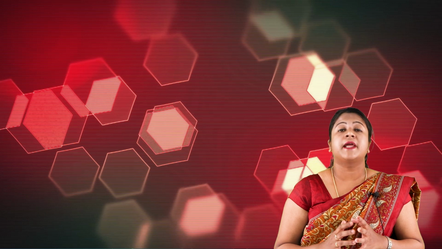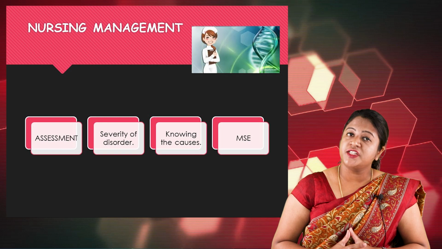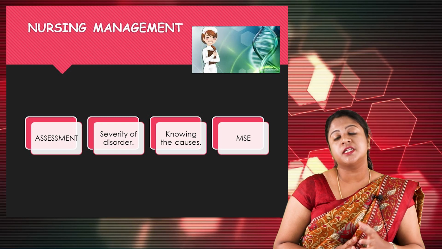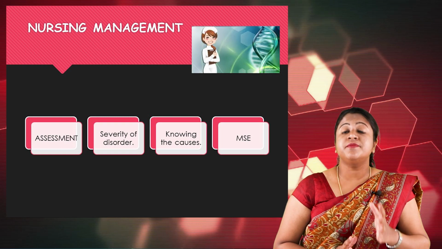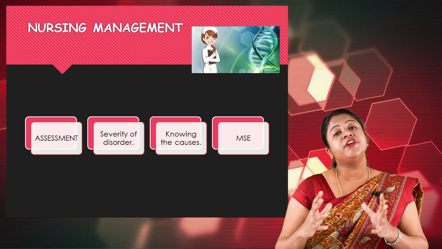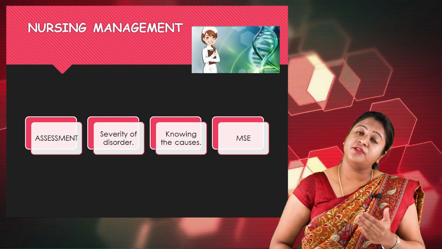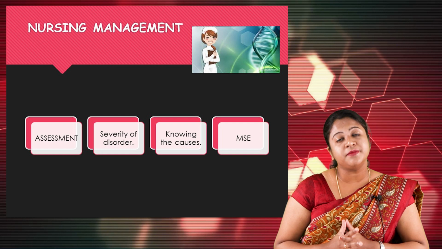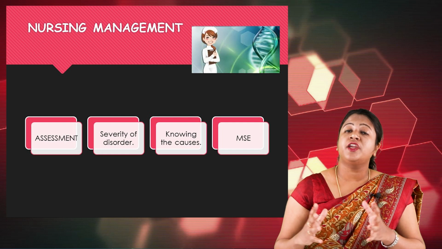When it comes to nursing management, it includes the steps of the nursing process, that is the nursing assessment, nursing diagnosis, setting the goal, planning the intervention, implementation, as well as the evaluation, right? When it comes to nursing assessment, we have the assessment of the symptoms. So we'll be doing the mental status examination to find out the symptoms of the patient. Based on the symptoms, you're going to find out the severity of the disorder, whether it is a mild kind of mania or moderate, severe or very severe form of mania. Based on the symptoms, you're going to find out the grade of the mania.